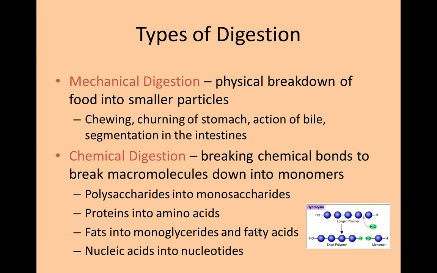With mechanical digestion, we are not breaking chemical bonds. We are simply breaking large particles into smaller particles. Chemical digestion is when you actually break chemical bonds. So that's when we ultimately get down to monomers. So our foods that we intake are polymers, they're large molecules, also called macromolecules. And we're going to do a process called hydrolysis to actually break chemical bonds and get down to monomers or building blocks. In the lower right corner you can see a diagram of hydrolysis.